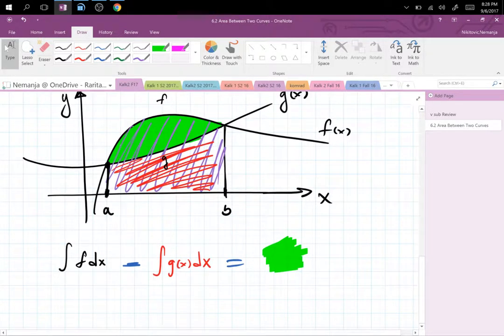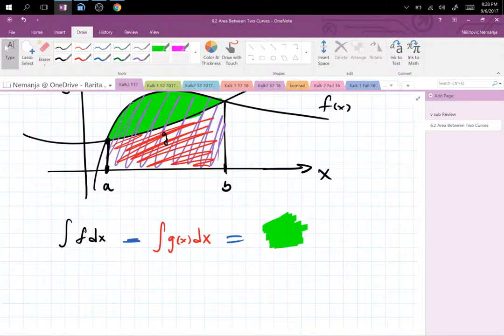It's like eating a banana, right? When you buy a banana, it has a peel on it, right? You don't eat the peel. So that's the g of x part, right? Take the peel off, and you're left with banana.